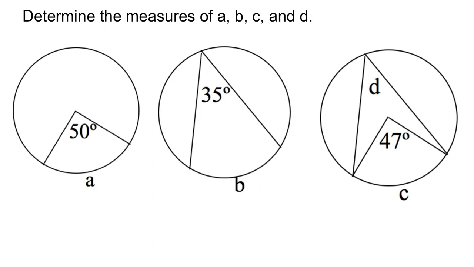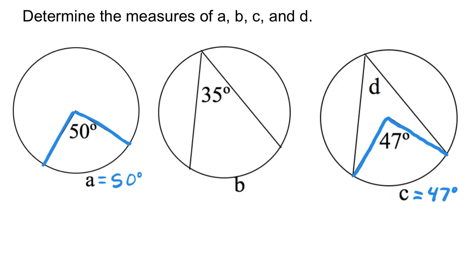Okay, here are 3 examples of circles that have central angles and inscribed angles, and we're going to see if we can figure out how big the matching angles and arcs are. This 50-degree angle right here is an example of a central angle. It's at the center of the circle, which means that the arc is the exact same size, so it's also 50 degrees. The 47-degree angle is also a central angle, which means that the arc is going to be the exact same size, so C is also 47 degrees.